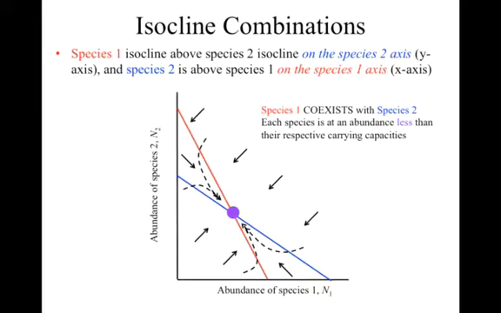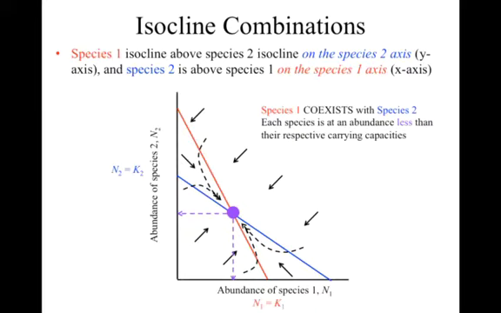But also notice that both species settle in at a point that is less than either of their respective carrying capacities. Remember, the species 1 isocline intersects the species 1 axis at the species 1 carrying capacity. So along the x-axis, that's the species 1 carrying capacity. And the species 2 isocline intersects the species 2 axis at the species 2 carrying capacity. So if you look at the y-axis, I've marked where the carrying capacity is for species 2. And if you look at where that purple point is, it's lower on the x-axis than the species 1 carrying capacity, and it's lower on the y-axis than the species 2 carrying capacity.